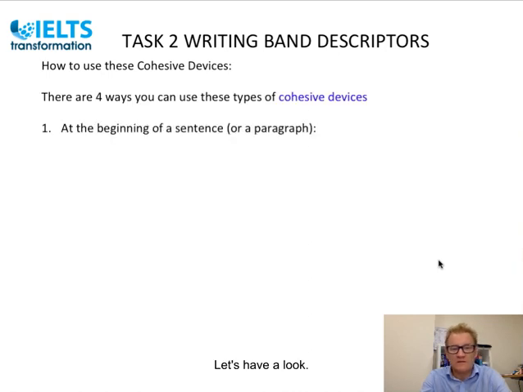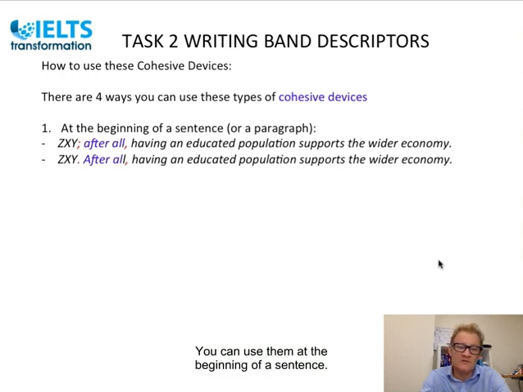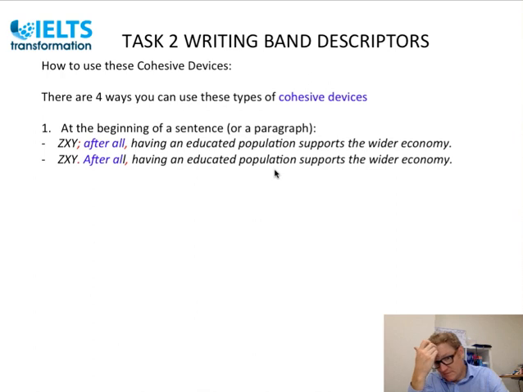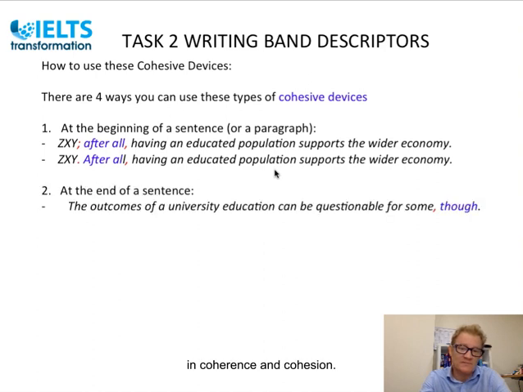Let's have a look. These types of cohesive devices we can use in four different ways. You can use them at the beginning of a sentence, so you need the comma after. Full stop, After all, comma, and so on. Most IELTS students usually put them there. But if you do that, it's not very natural. It's a bit mechanical. So you will limit yourself to a band 6 in coherence and cohesion.